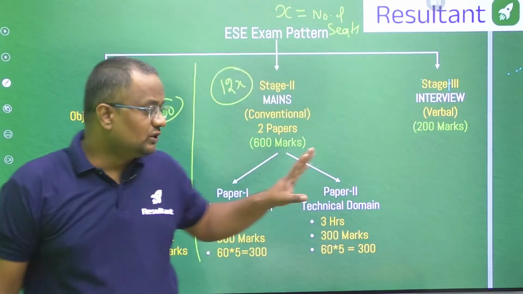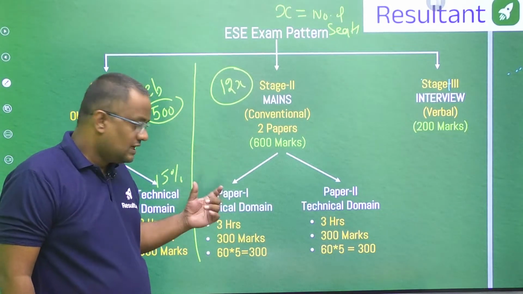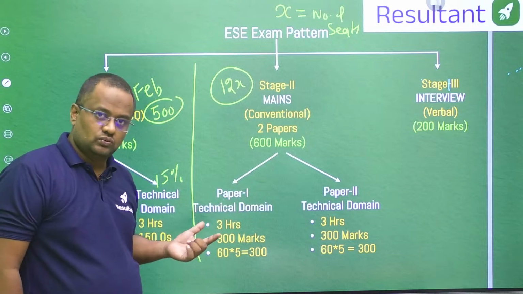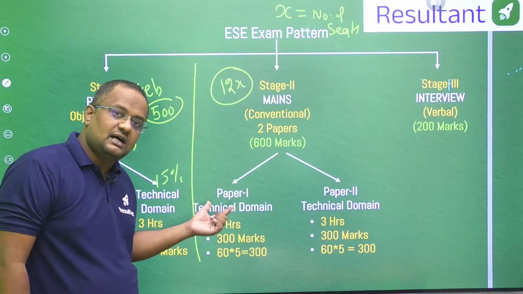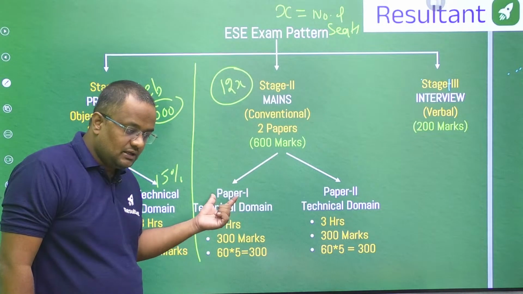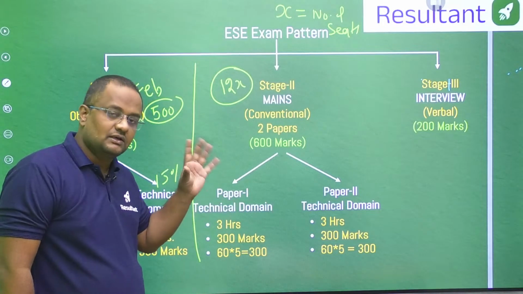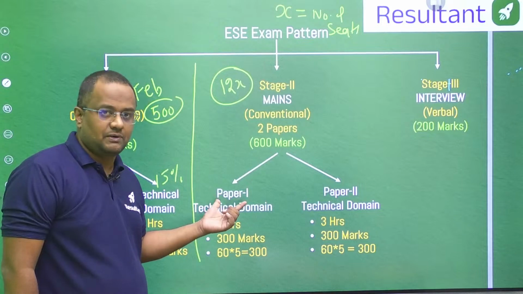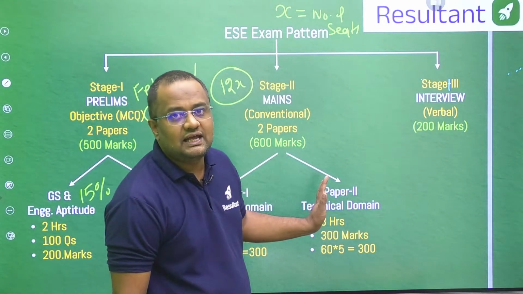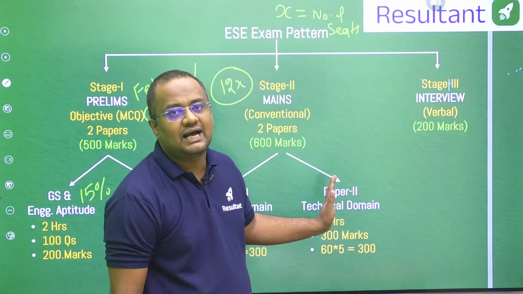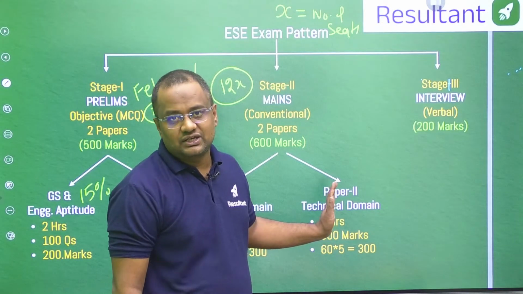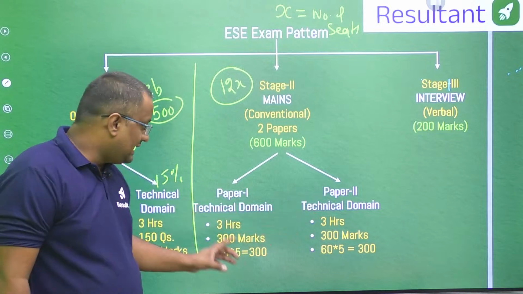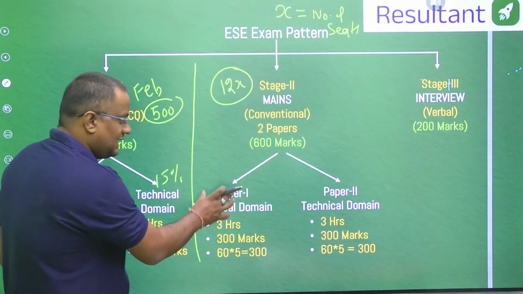In mains, there will be 2 papers, both of civil. Half of the subjects are in paper 1, the remaining half in paper 2. SOM, building material, structural analysis, RCC, steel, PERT CPM are in paper 1, and the remaining like soil, FM, environment, railway, airport, highway, survey, OCF, irrigation are in paper 2. So 300 marks here, 300 marks here. 8 questions here, 8 questions here.